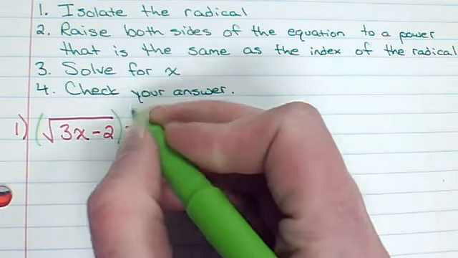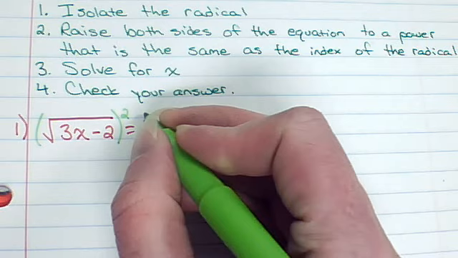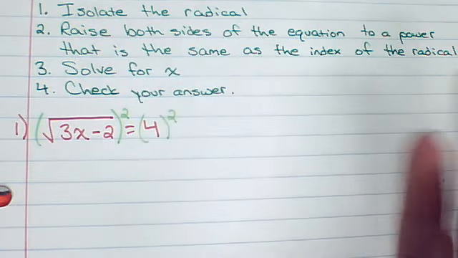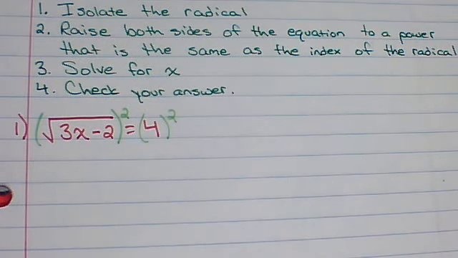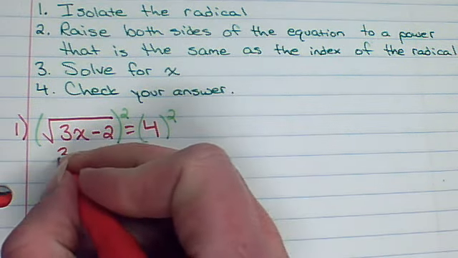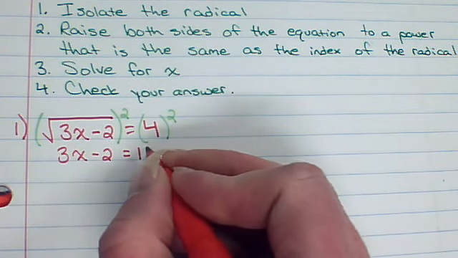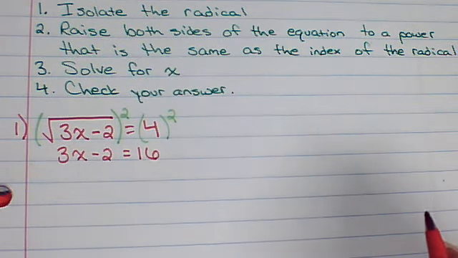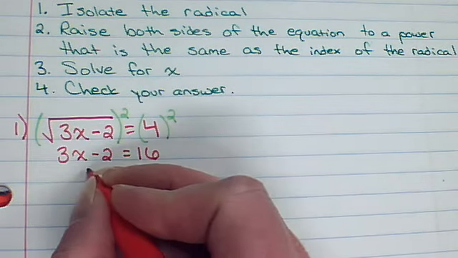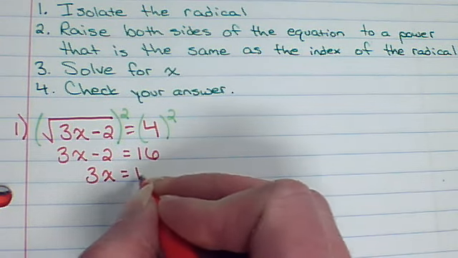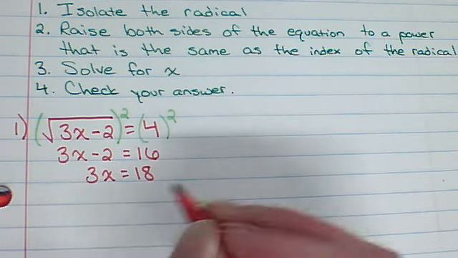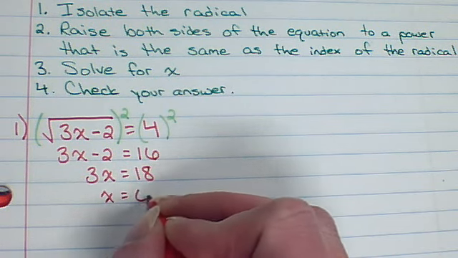Those were just fancy words. We're going to square that side and square the right side, because what thou doest to one side, you must do to the other. You have to keep it balanced. Now, when we square a square root, they undo each other. So what are we going to be left with? 3x minus 2. And over here, 4 squared, that's going to be 16. Now we just have a simple equation. We're going to add 2, and I get 3x equals 18. Divide by 3, x equals 6.